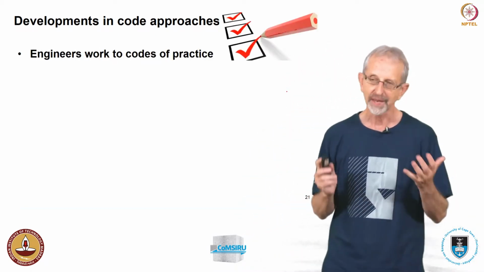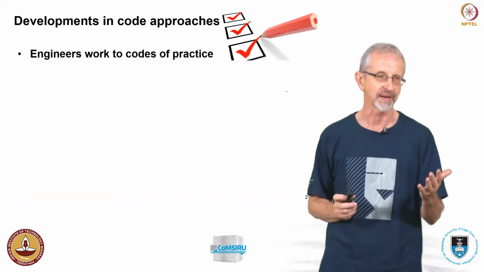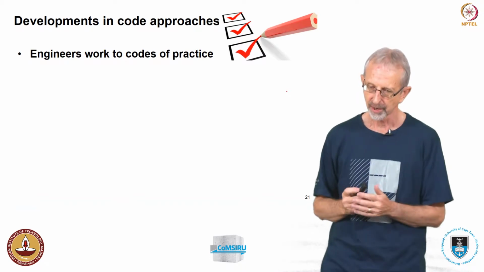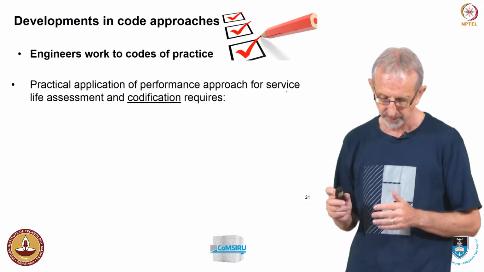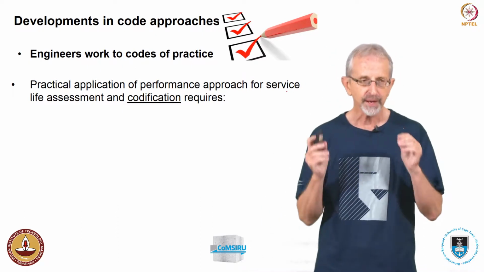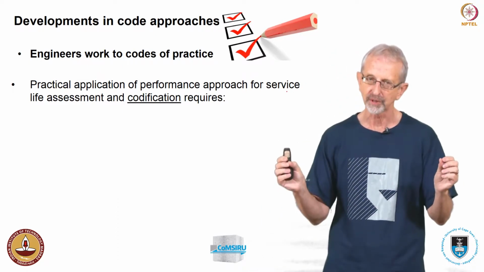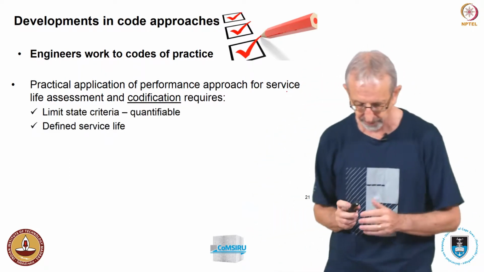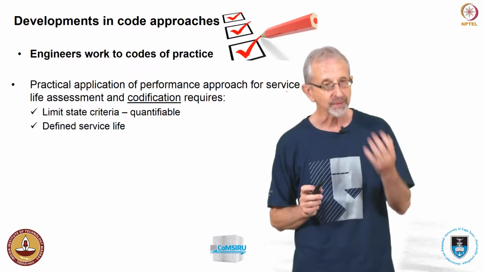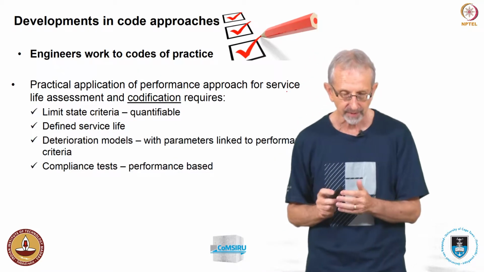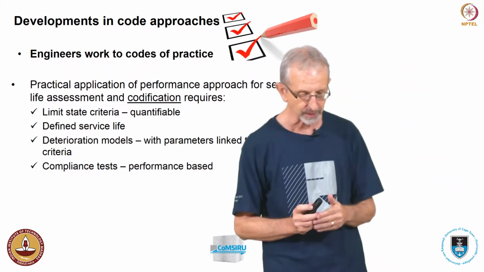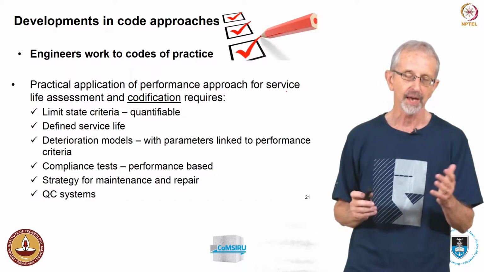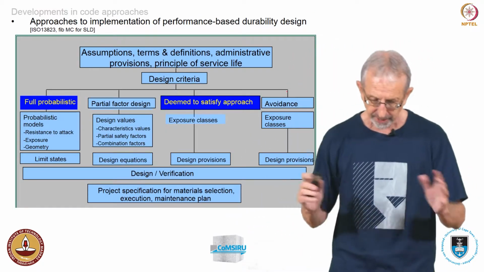What about code approaches? Engineers, they'll listen to what we've just said, but they'll say, well, what does that really mean? I work to a code. I work to a code of practice. That's what an engineer will say to you. So that's very important. And so if we're going to get practical application of what we do in research, we have to make sure that it gets embedded in codes of practice, codification. And in that case, we need limit state criteria, we need defined service lives, we need these deterioration models, we need compliance tests, all the things I've in fact spoken of before, strategies for maintenance and repair, and also quality control systems.